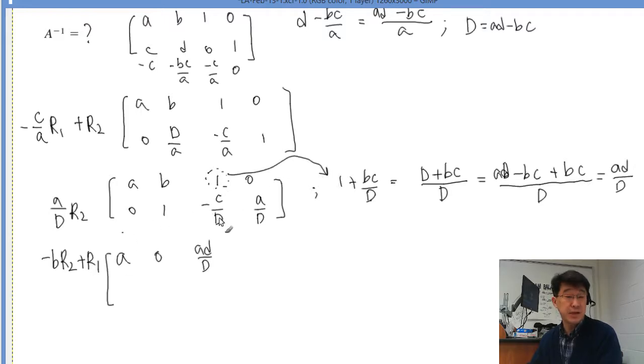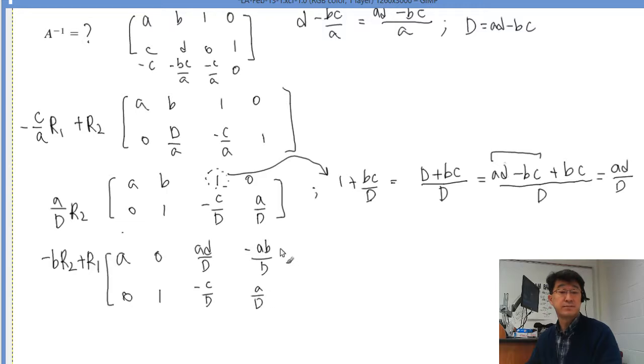Multiply negative B there, there is a positive BC in the numerator and denominator D. So common denominator, D. D was AD minus BC. Let me rewrite it. D minus the BC cancels. I'm left with AD divided by D. Good? So that's where it's there. Now that's 0 if you just multiply negative B in there. So that's negative AB over D. I have this right? Negative B multiplied there. Yes. Good. And what is the bottom row? 0, 1, negative C over D, A over D. Good?